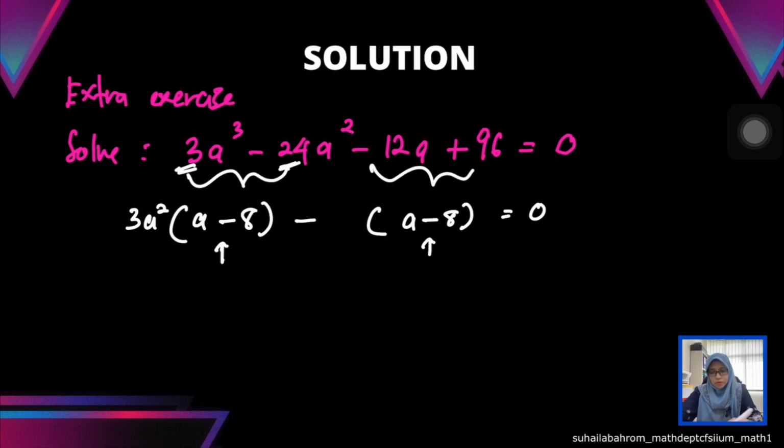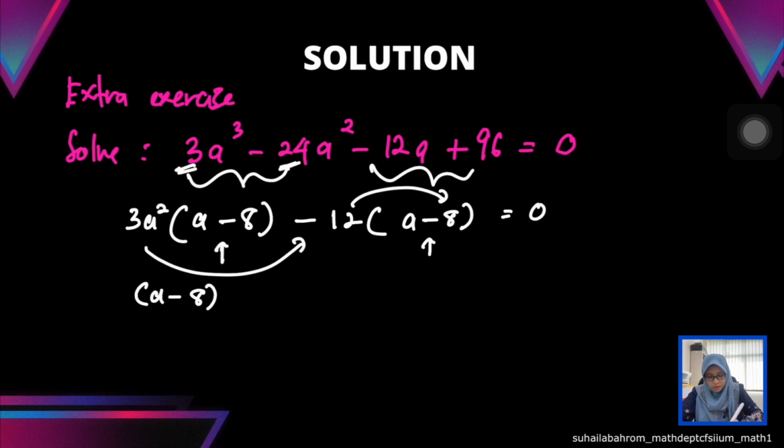So you have to put in the middle here minus 12. When you check, 12 times 8 gives you 96. Therefore, this one you can factor out. We put first a minus 8 as the first factor, and the next factor is 3a squared minus 12 is equal to 0. Before you solve, you have to make sure all the factors are in complete factorization.